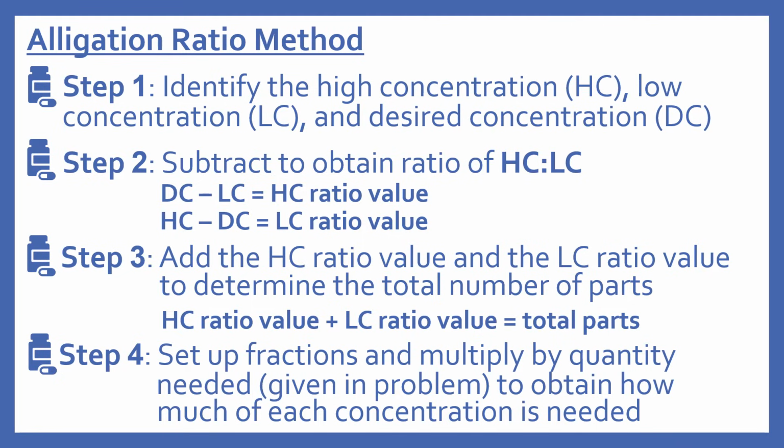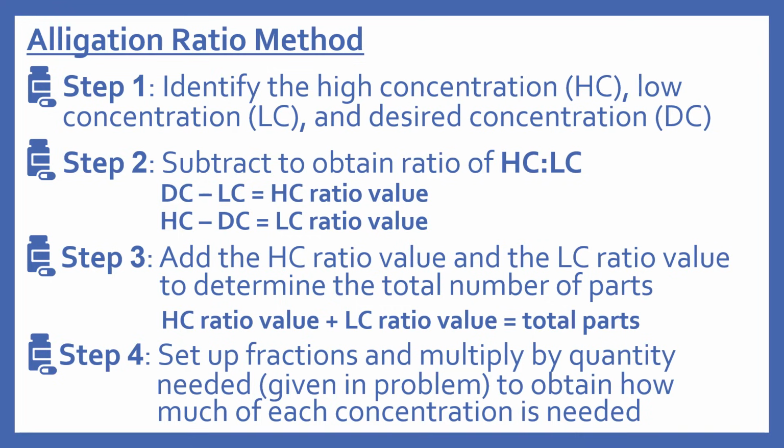Step two, we'll subtract to obtain the ratio of HC to LC. So the desired concentration minus the low concentration will give us the high concentration ratio value. Then the high concentration minus the desired concentration will give us the low concentration ratio value. So we'll just put those in, the HC to LC, those numbers.